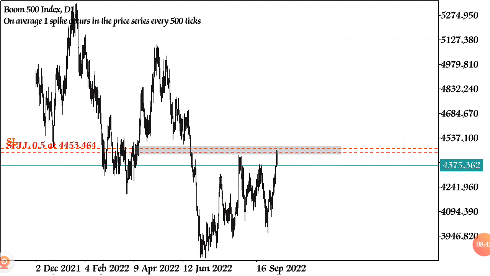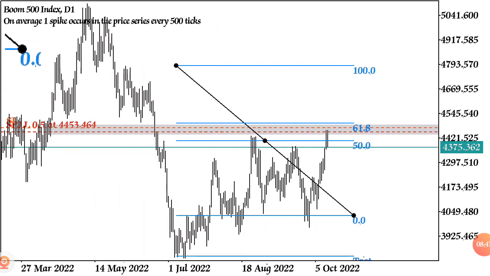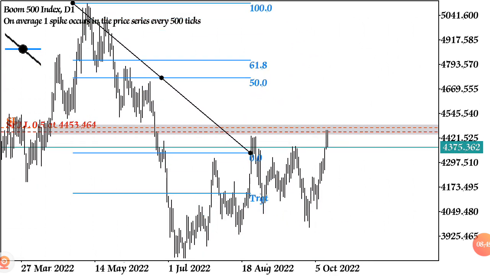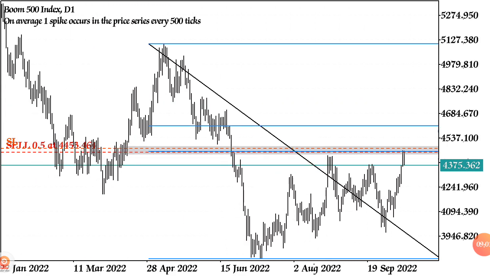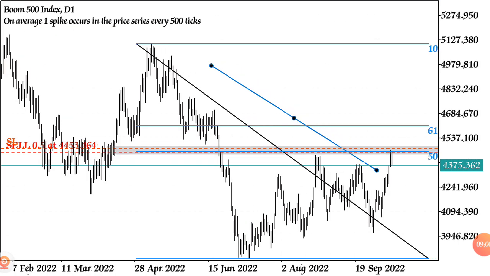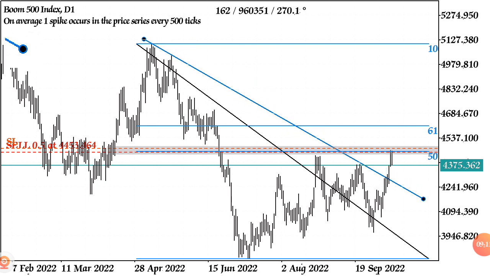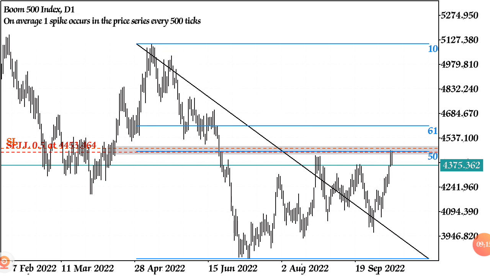And what is the second thing? My Fibonacci. Let's see if Fibonacci corresponds with our zone. You can see it in between the 50 and 61, corresponding with our Fibonacci. And did I use a trend line here? I guess I did. Let's see if there is a trend line that corresponds. Okay, no, I didn't use a trend line. So just support and resistance and Fibonacci got this trade smoothly.